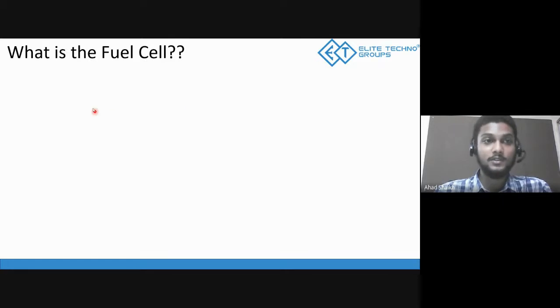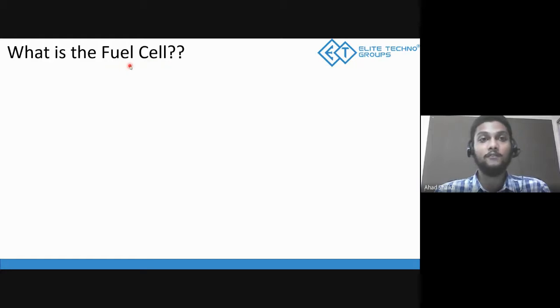So first things first, what is the fuel cell? As its name defines, we'll break down the name first. There is a fuel and there is a cell. Cell, we know, means batteries, which provide the electricity.